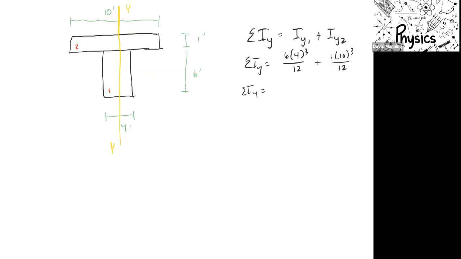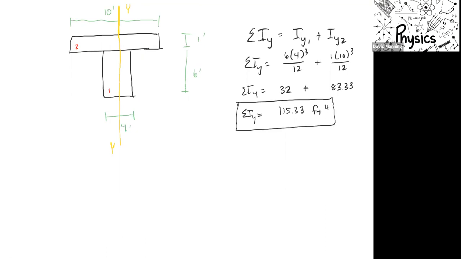Sum of the Iy is equal. I'll just put this in my calculator quick. I got 32 plus 83.33. I don't think that 32 is right. Yeah, it is. So the sum of the Iy would equal 115.33 feet to the 4th power. So you see, when it goes through the center, you can just do that.